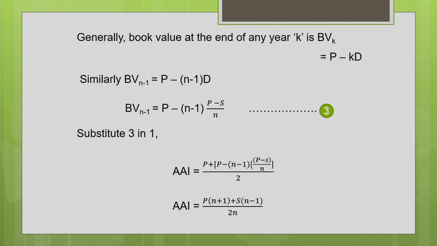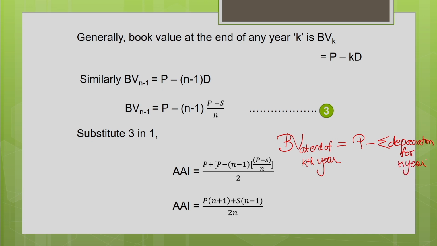Now another important thing you have to keep in your mind: how to find the book value at the end of a particular year. This I have discussed in the earlier lecture. The book value at the end of a particular period, say at the end of the kth year. I just wanted to find the book value at the end of the kth year. So how will you find that? It is the initial cost of the machine, the purchase price of the machine, minus the accumulated depreciation for k years. So what is the accumulated depreciation for k years?